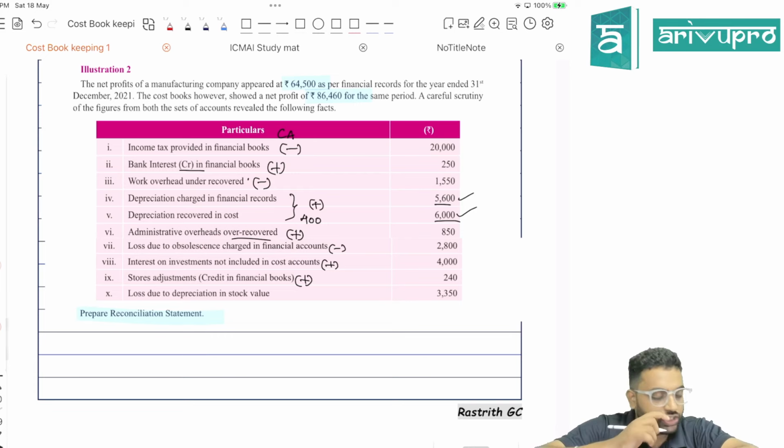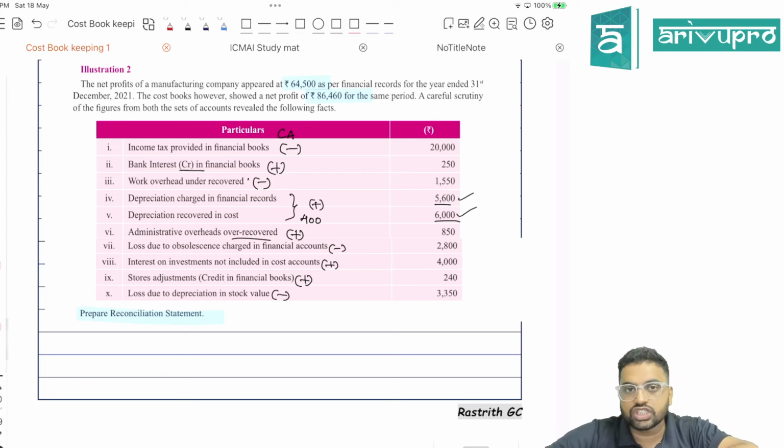Okay. Loss due to depreciation in stock value. There is a depreciation in stock value. That loss is recorded only in the financial books, sir. But not in the cost books. So that loss would have reduced the financial profit. So financial profit is less compared to cost profit. So in cost also we should show it as a loss. When we show it as a loss, our profit should be reduced.